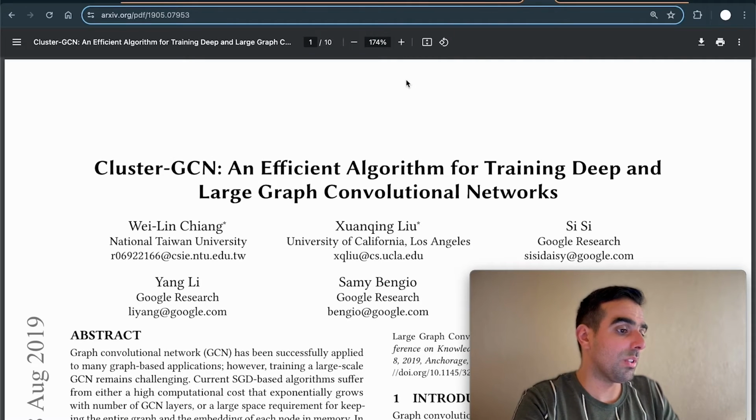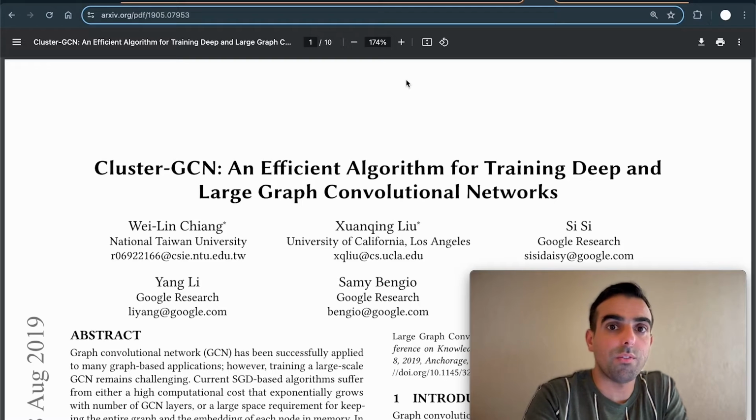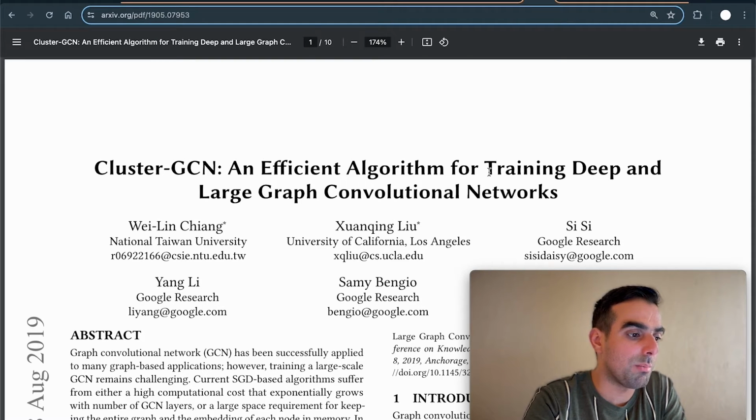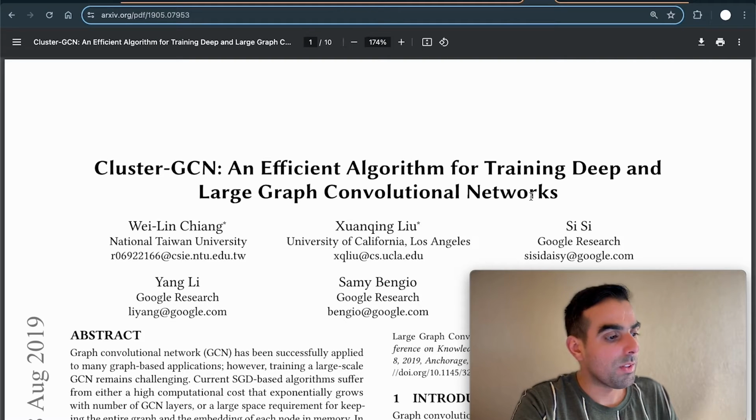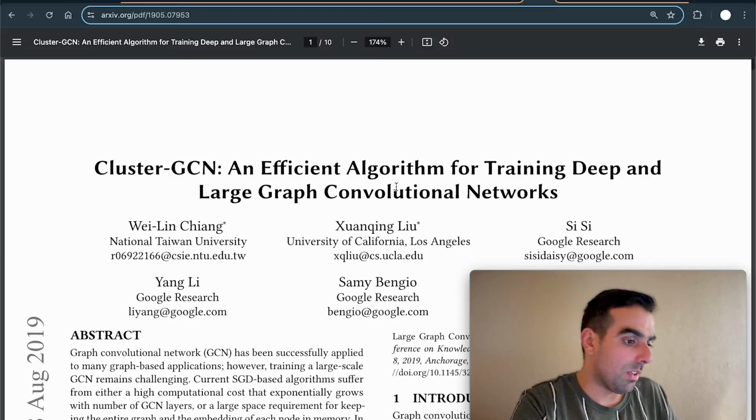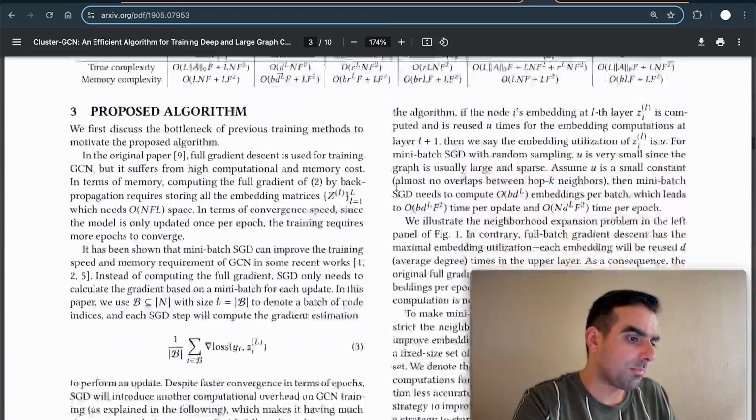Another method for sampling on graph neural networks is ClusterGCN, an efficient algorithm for training deep and large graph convolutional networks. I explained this paper in my last video, GNN mini batch, but I'll just go through it here.